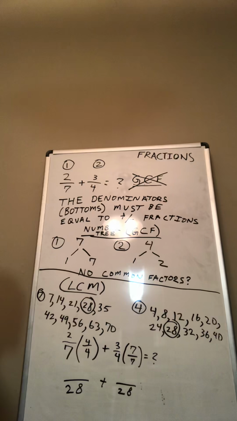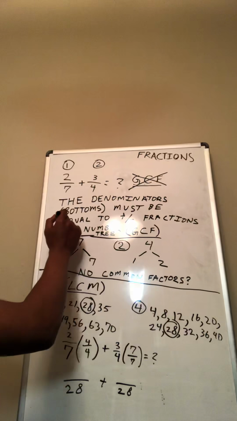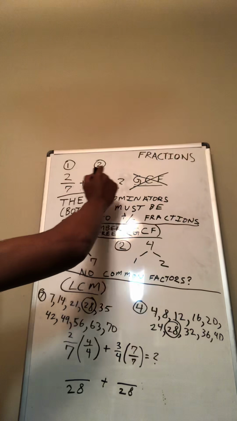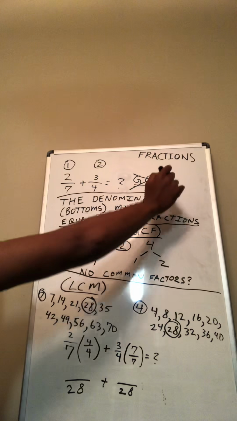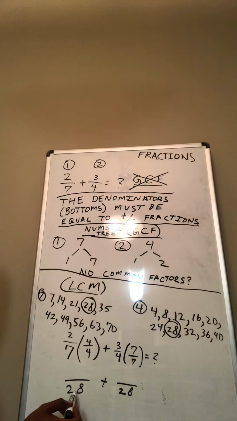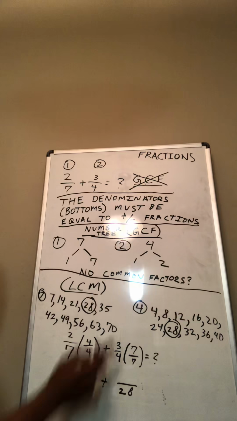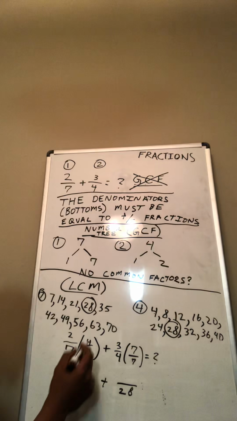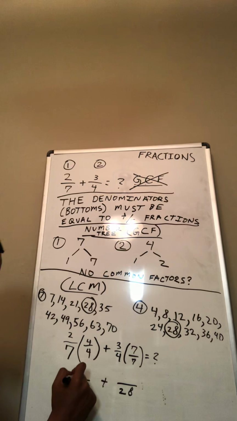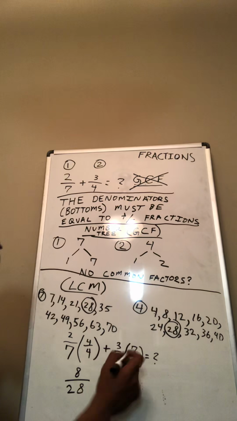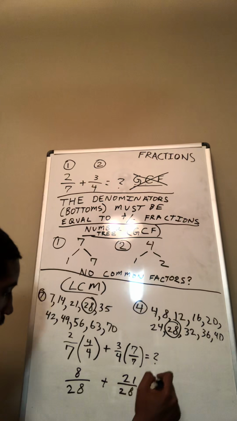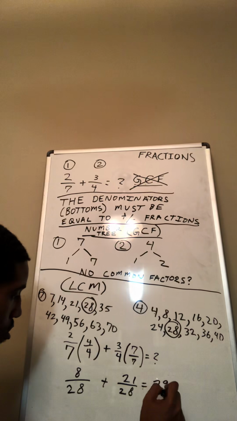And what do we know about the denominators of a problem? The denominators, or the bottoms, must be equal in order to add or subtract fractions. So now let's go to the numerator. 4 times 2 is 8. 3 times 7 is 21. Your final answer is 29 over 28.